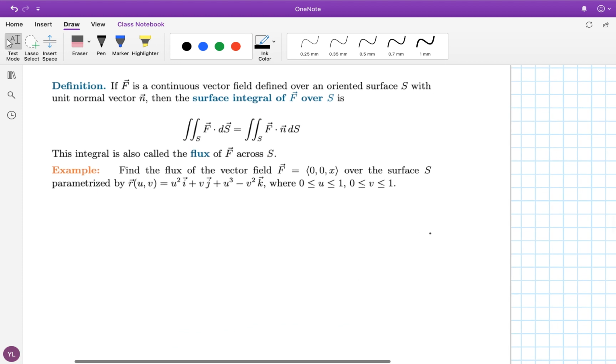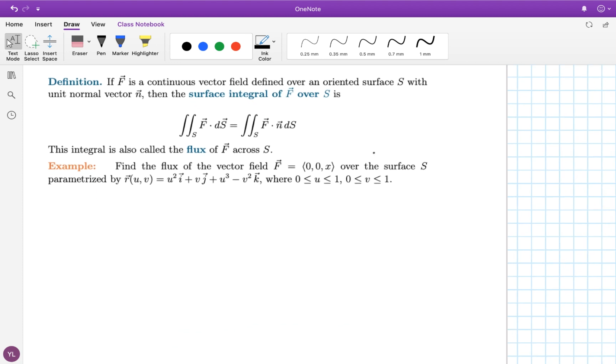All right, now on to quantifying flow of a vector field across an oriented surface. Once I've decided what one side and the other side means to my surface, I might have a vector field that has an amount of flow in that direction. So I'm going to create a surface integral that quantifies that.